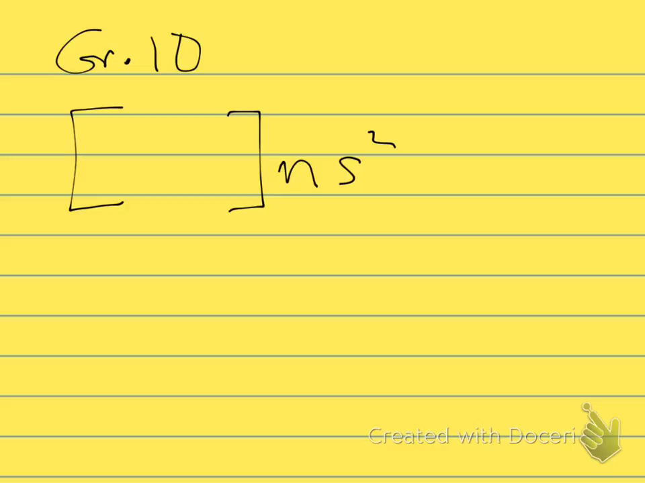Let's do group 4, 5, 6, 7, 8, 9, 10. Group 10. So some noble gas plus what? ns2, she says. And then what? (n-1) d8.